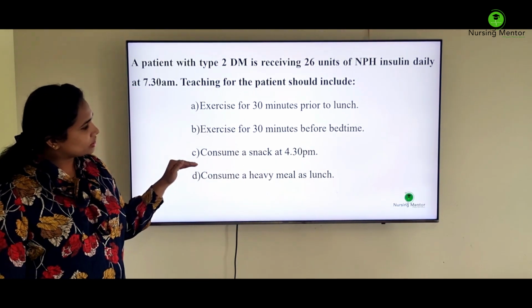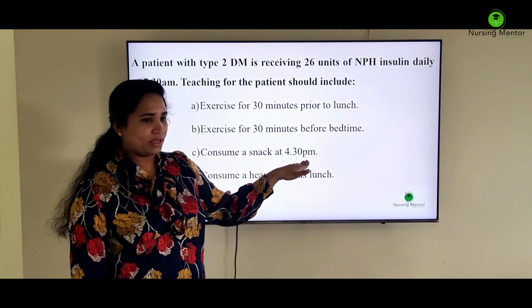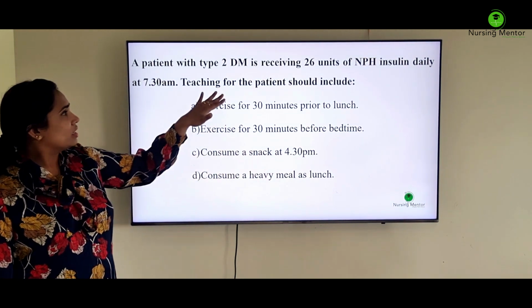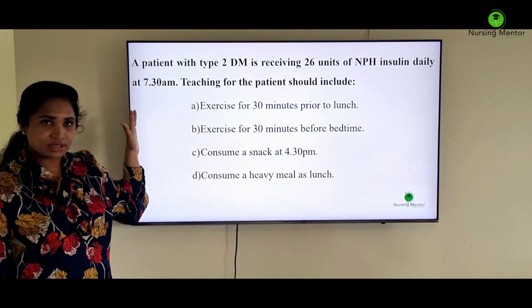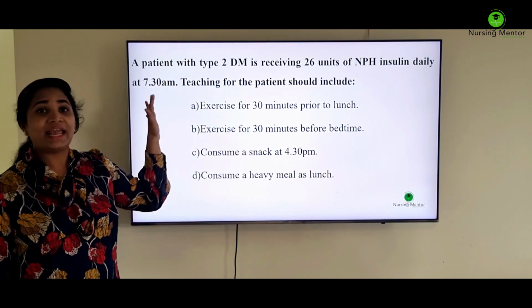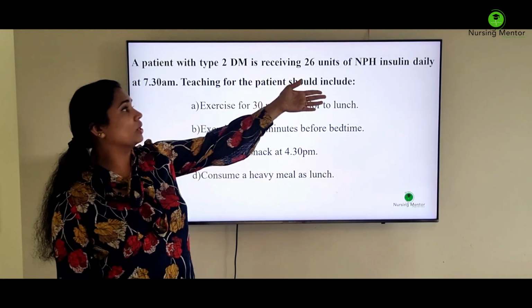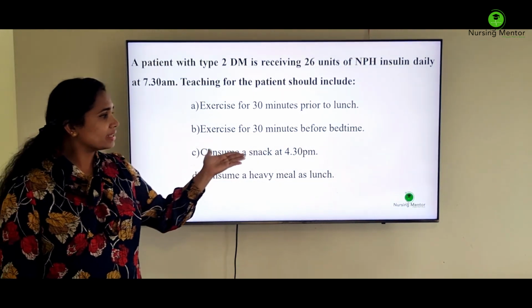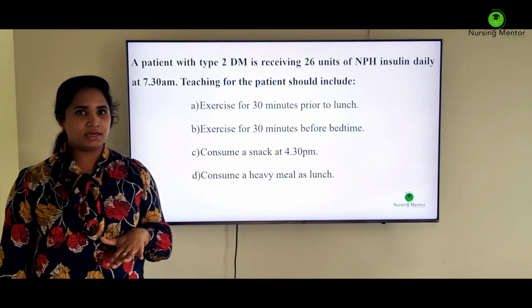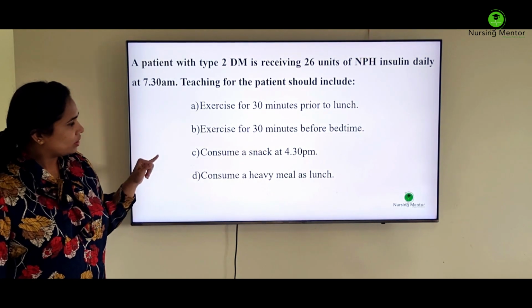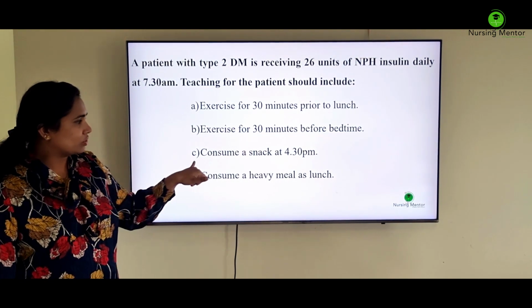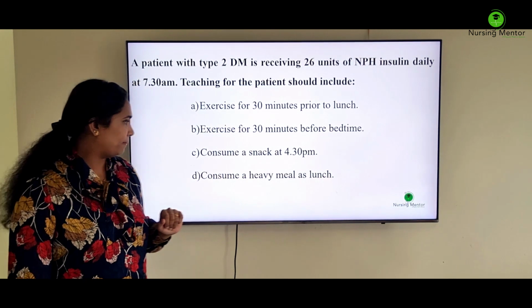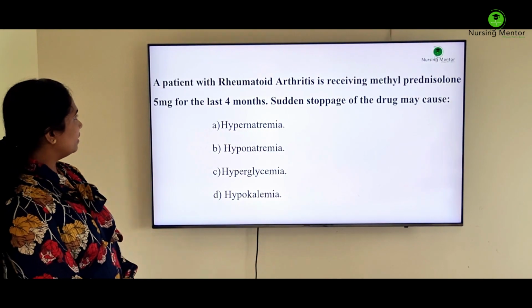Third option is consume a snack at 4:30 p.m. And we've seen that the hypoglycemia risk will be around the 8th hour for this particular insulin because the patient takes insulin at 7:30 a.m. So consuming a snack at 4:30 p.m. would be ideal for that patient. So the best option or the answer for this question is consume a snack at 4:30 p.m. Let's have a look at the next question.